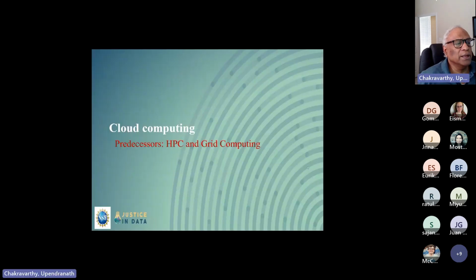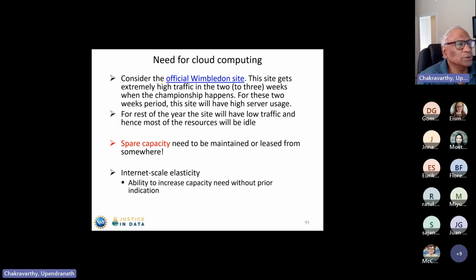So cloud computing was born mainly to meet these expectations. And today, cloud computing is there. You might be using it as AWS or Google Cloud or any one of those things. So let's understand what cloud computing is a little bit, because you may be using it even for your usage.